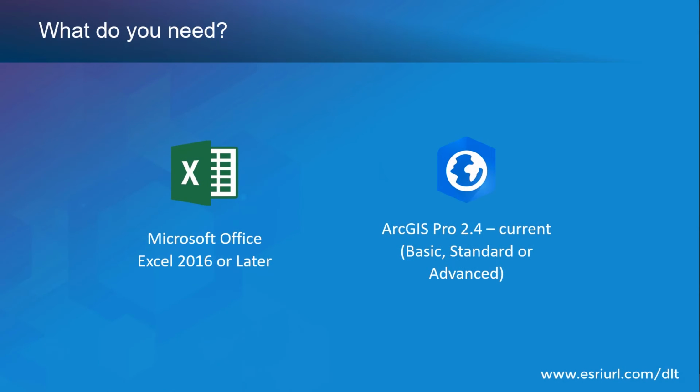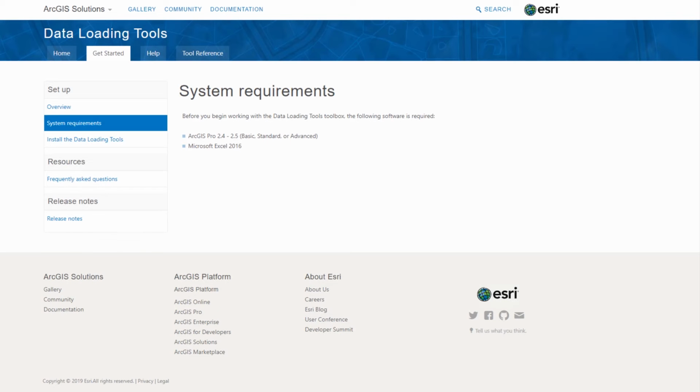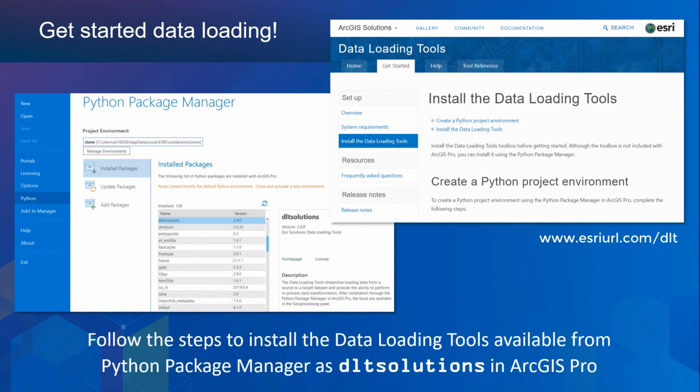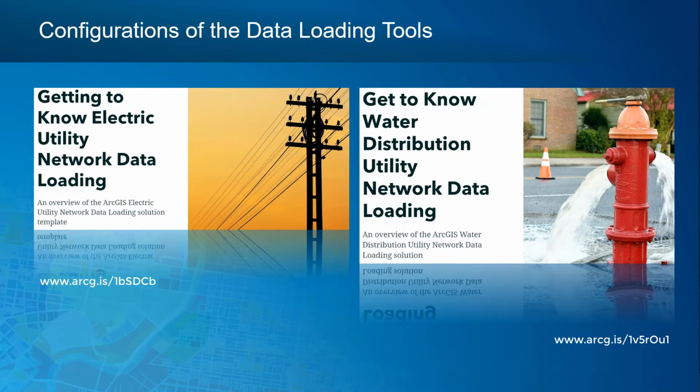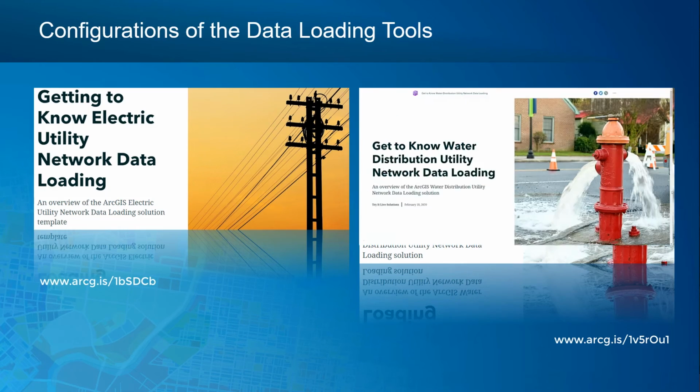So what do you need to get started with your own data loading? Well, you need Microsoft Office Excel 2016 and at least ArcGIS Pro 2.4 or the latest released version available. Make sure to review the system requirements and make sure you have all the necessary components to proceed with setup. Next, follow the steps to install the data loading tools available from the Python Package Manager as DLT solutions in ArcGIS Pro. If you are a water or an electric utility looking to migrate from the geometric network to a utility network, the data loading tools have been configured with a more specific workflow for both the water distribution and electric distribution and transmission systems.